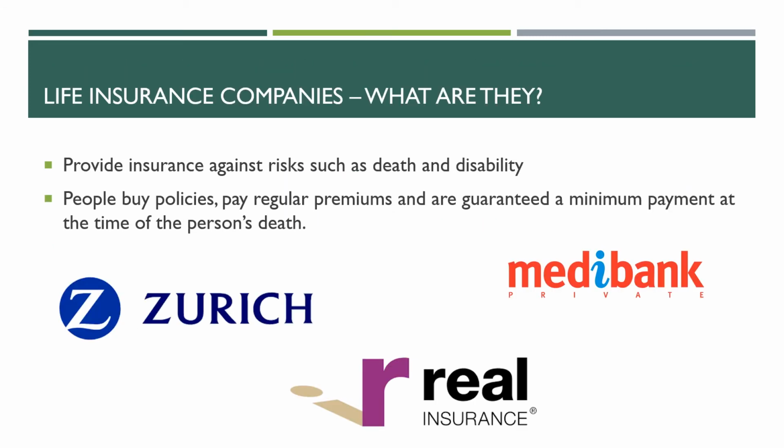Now, life insurance companies is very interesting, and it's also severely underrated in terms of the syllabus. Usually we associate life insurance with paying some sort of premium on a policy in case you die or you become disabled, and then at the time of that person's death, they get a guaranteed payment. And there's lots of companies that do this, such as Zurich, Real Insurance, Medibank Private. Generally, all your insurance companies tend to offer something around life insurance, and also your superannuation tends to also have life insurance that comes with it.